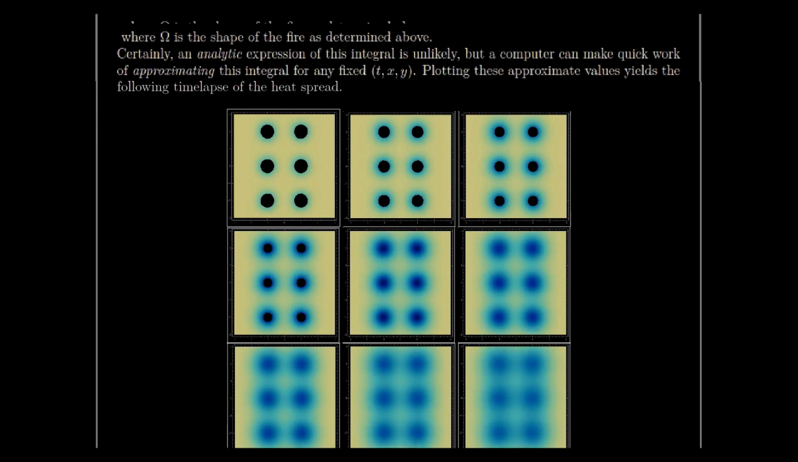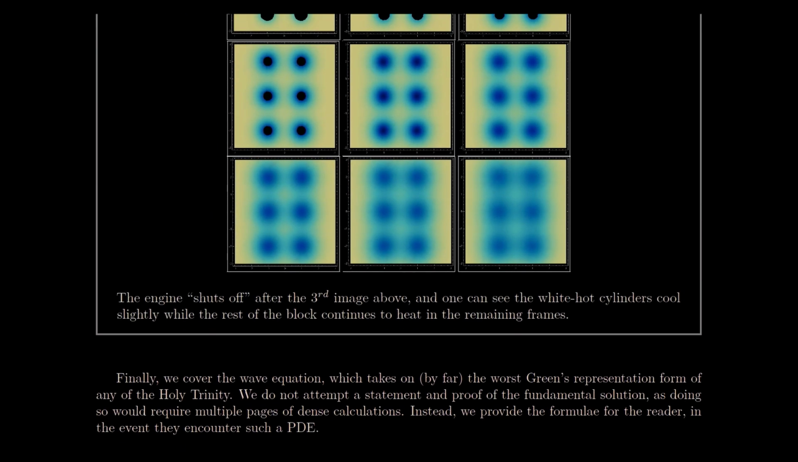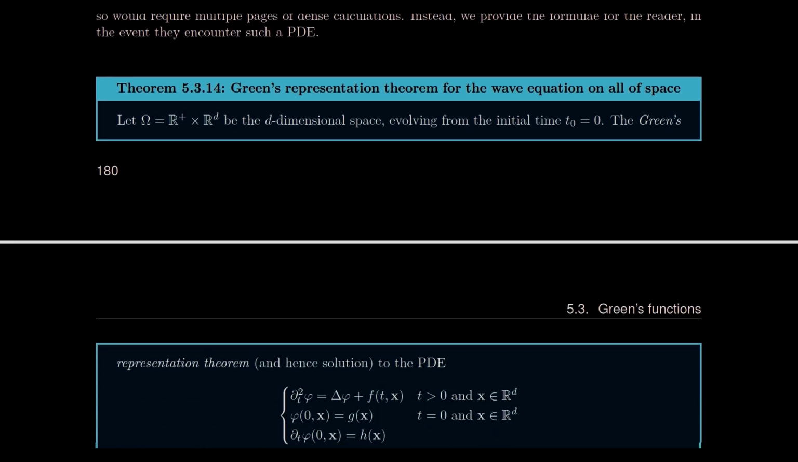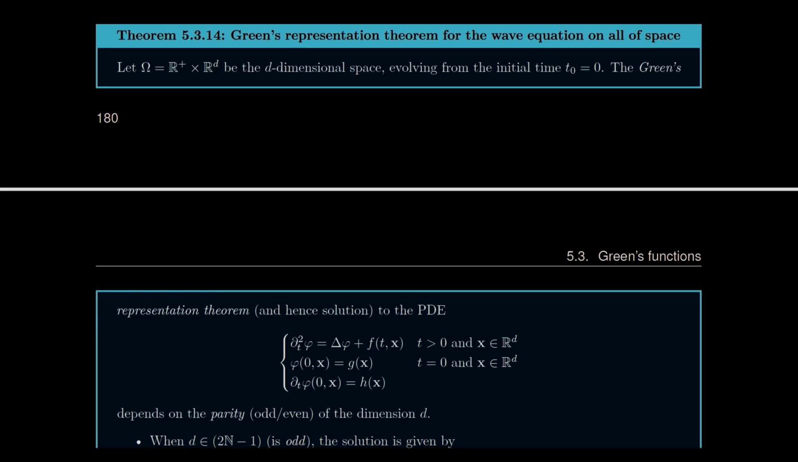So this definitely has some real world application where you can represent some very nice scenarios and especially get some very nice photos. But let's move on to the very last case of the Holy Trinity, which is the wave equation. And we're going to do the wave equation on all of space. I don't even cover the fundamental solution of the wave equation. I don't want to. It's really, really hard. You're going to see the Green's representation theorem also really hard for the wave equation on all of space.